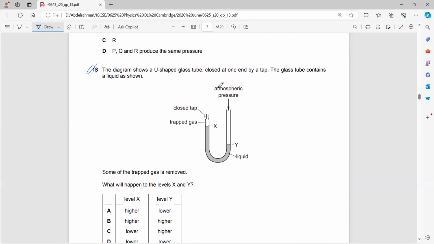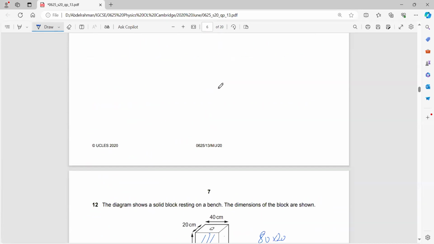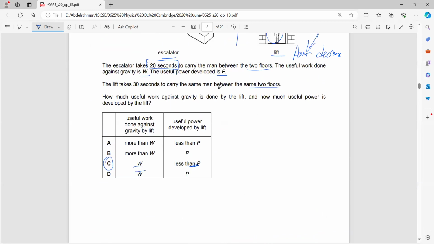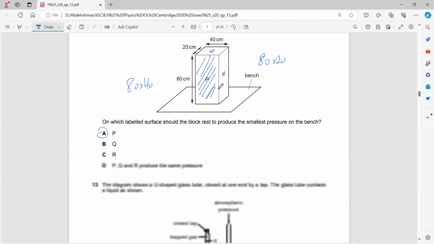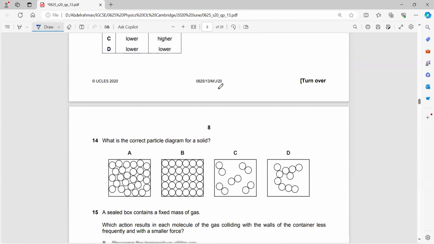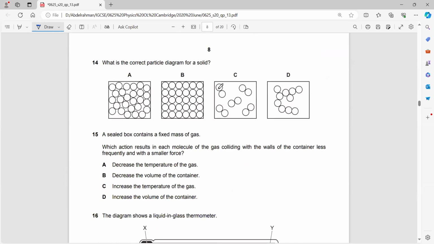Okay, what is question 11? 11 is C: same work done, but the power is less. What's the correct particle diagram for a solid? Definitely, a solid is B. So, quite obvious. A sealed box contains a fixed mass of gas.